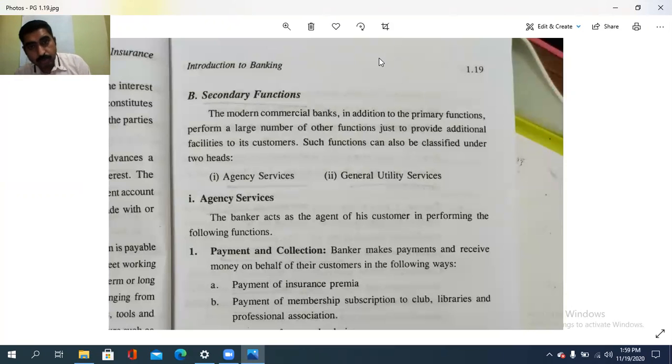Such functions can also be classified under two heads: agency services and general utility services. So under the secondary function, agency services is there and general utility services is there. Then agency services: the banker acts as an agent of the customer in performing the following functions. For what? Payment and collection.